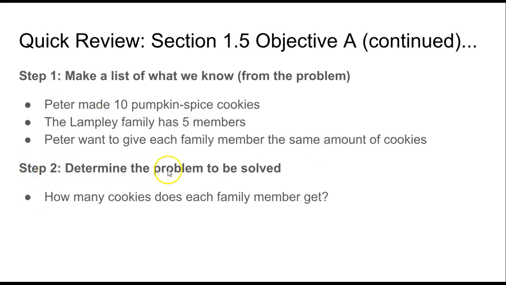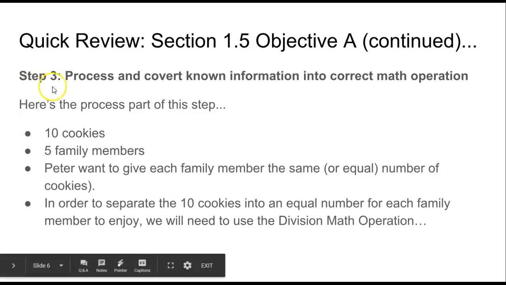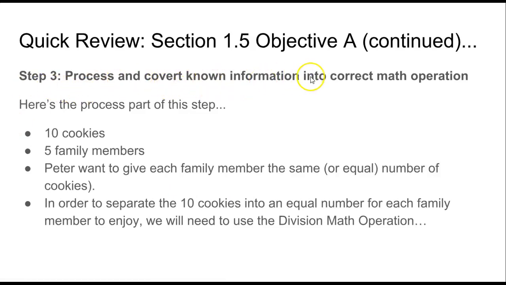Step 2, determine the problem to be solved. Well, the problem to be solved is: how many cookies does each family member get? Step 3, we need to process and convert the known information from the problem into the correct math operation. So here's the process part of the step.